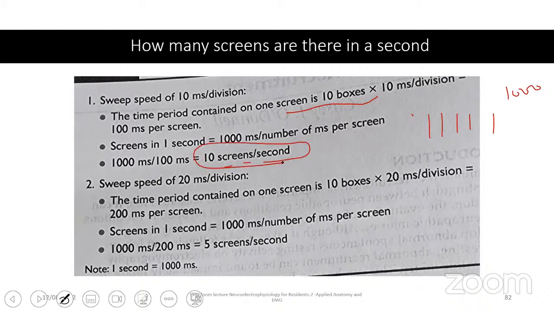Now the speed of 20 milliseconds per division. The time period contained on one screen is 10 boxes into 20 milliseconds per division, that is 200 milliseconds per screen. That is the time duration. So screens in 1 second is equal to 1000 milliseconds divided by the number of milliseconds per screen. That will be 5 screens per second. So you can see 10 milliseconds per division, 20 milliseconds per division, and how many screens there are in a second. So you carefully observe what sweep speed you have put for the EMG.